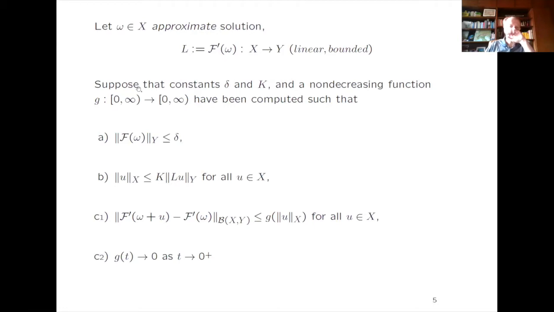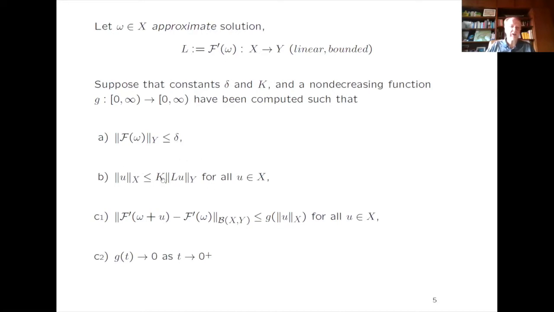And now, excuse me, we suppose that we have some constants, delta and K, and a non-decreasing function g with the following properties. So suppose that we have computed that. I will talk later in the applications about how to do that. So first of all, this delta is a bound for the residual of F of omega, so of the approximate solution, measured in the norm of the space Y, of course. And so if omega is a good numerical approximation, then that delta should be a small number.